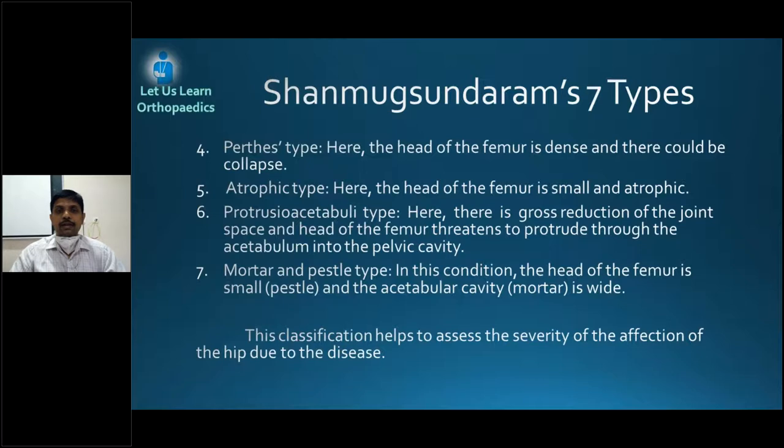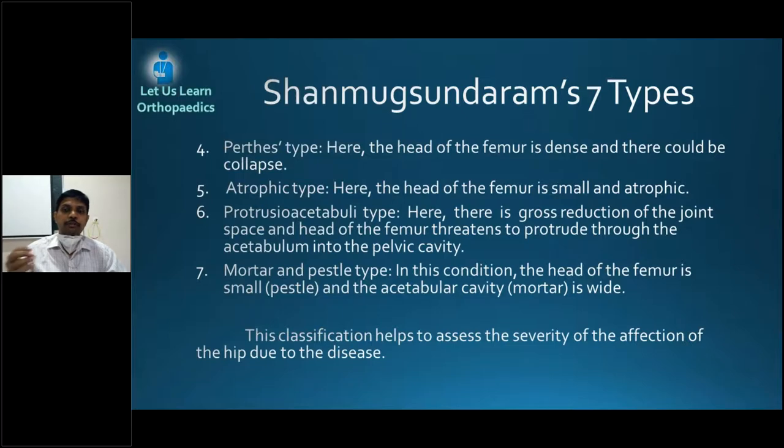In Perthes type, classically the head of the femur is dense rather than rarefaction or decreased density. The head is grossly dense and there could be collapse like Perthes. That's why it's called Perthesoid tuberculosis. Atrophic type, the femoral head is shrunken and small.